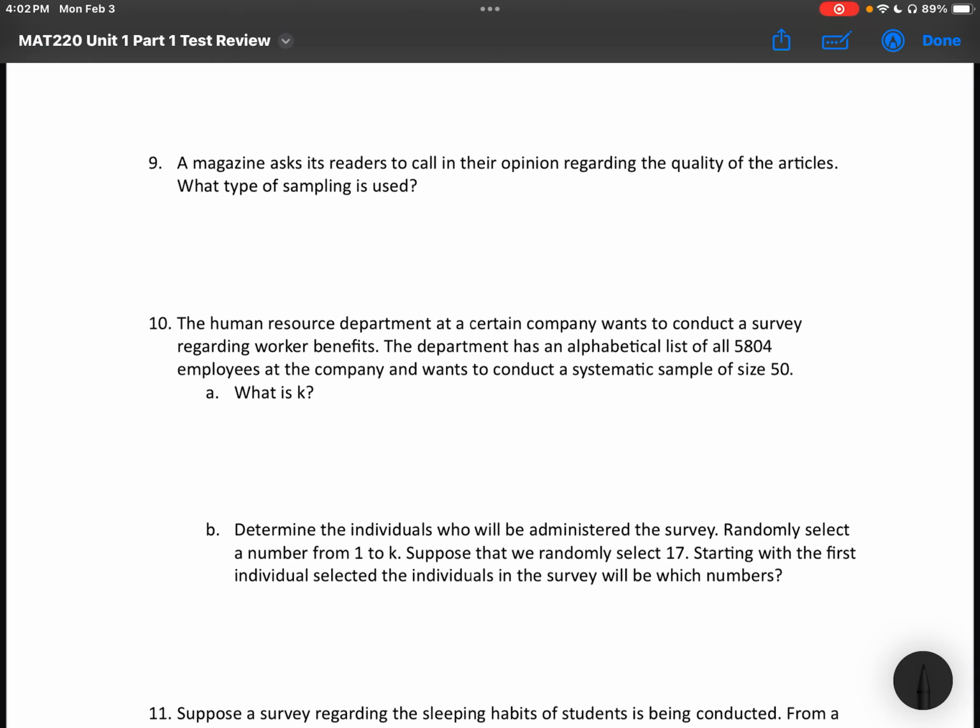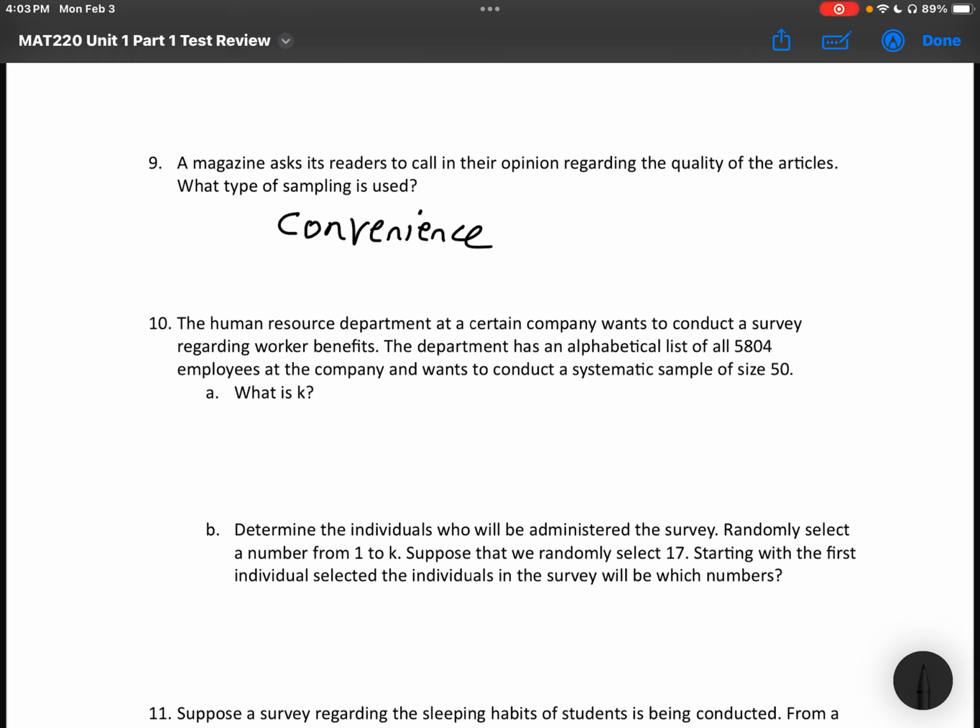For question number 9 on here, I have a magazine asks its readers to call in their opinion regarding the quality of the articles. And as I asked on here, I want to know what type of sampling is used in this particular example. So, based on the way that this is described, since this is a call in on their opinion, this would be a convenience sample.